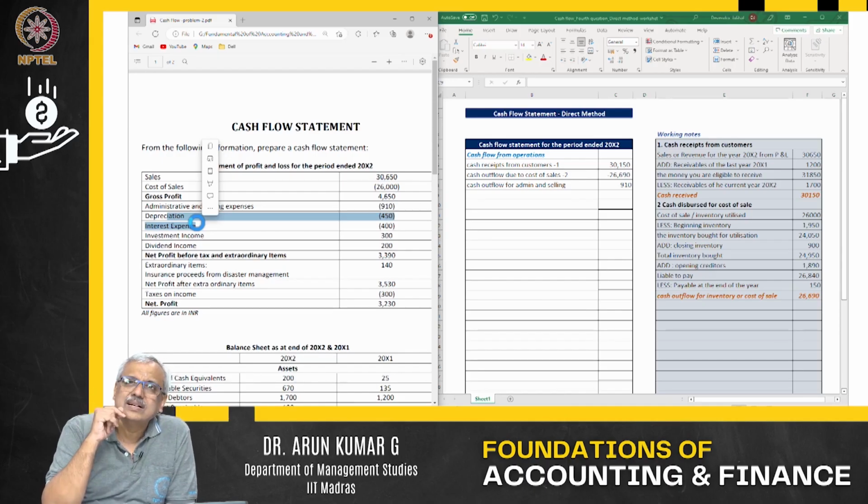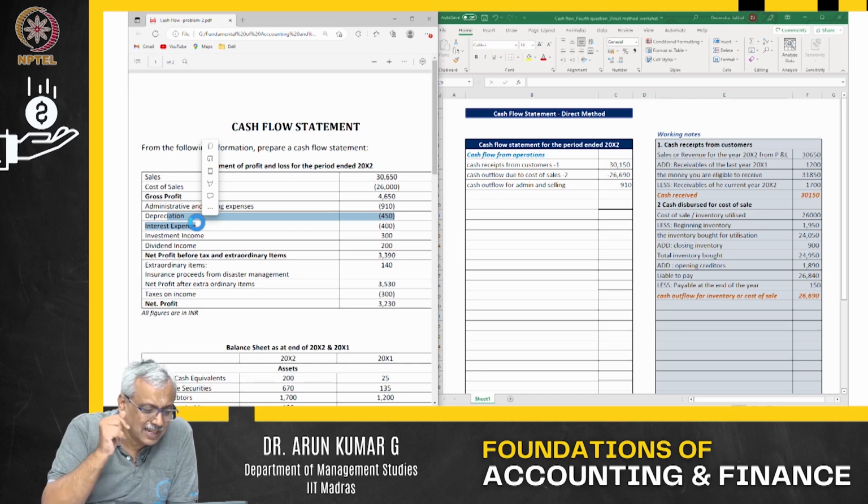Dividend income is again an investment activity that I made, because of which I am getting some money. So that cash inflow because of investment activity, I am not considering for operations. Then what else is there? Sir, there is an extraordinary item, insurance proceeds from disaster management. I have received some money, $140.